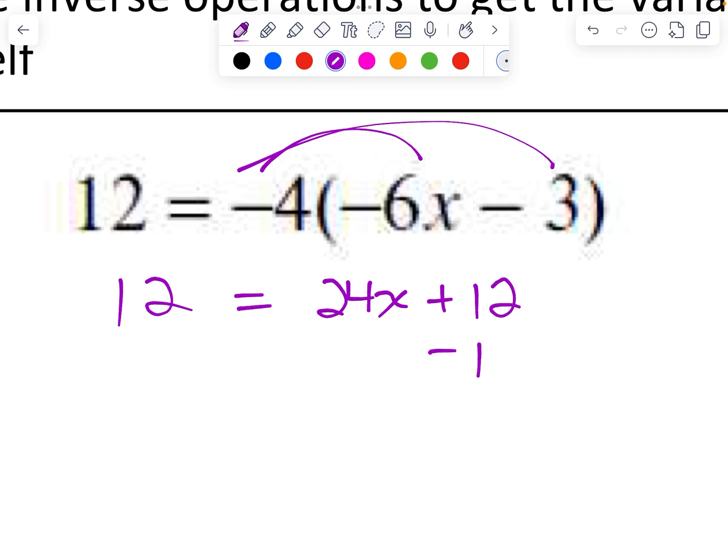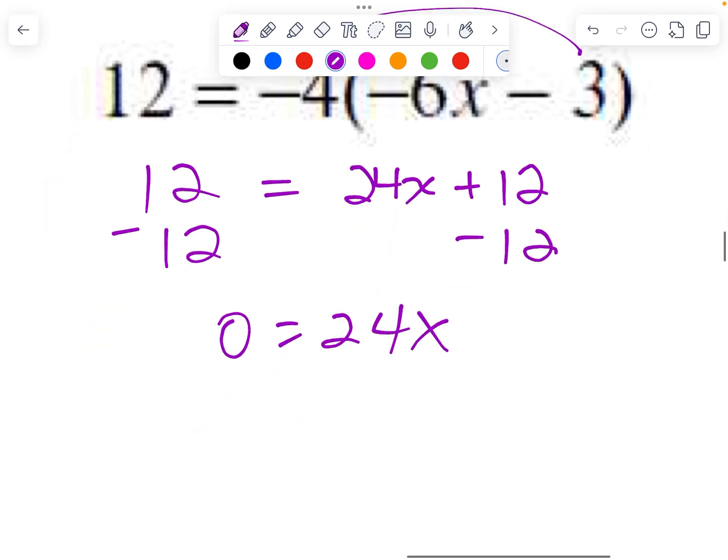And then I'm going to subtract 12 from both sides. And I get 0 equals 24x. Divide by 24. So x equals 0.